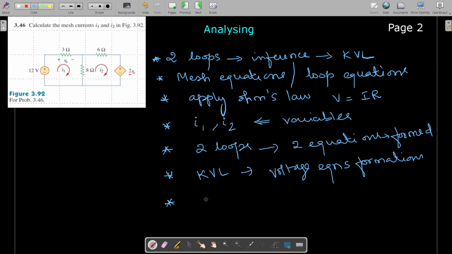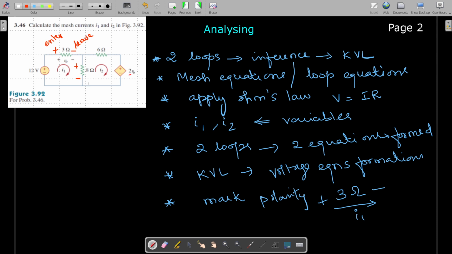When you write these voltage equations, we need to mark the polarities of the current flow through the resistance. Suppose this 3 ohm resistance is given. When the current I1 is flowing in this direction, here you have to mark plus, and here it should be marked minus. So for I1 through this it is plus minus, that is, this is the entering point of the current and this is the leaving point.